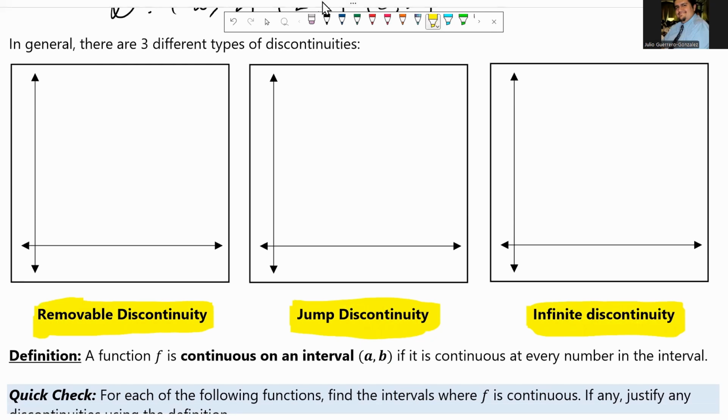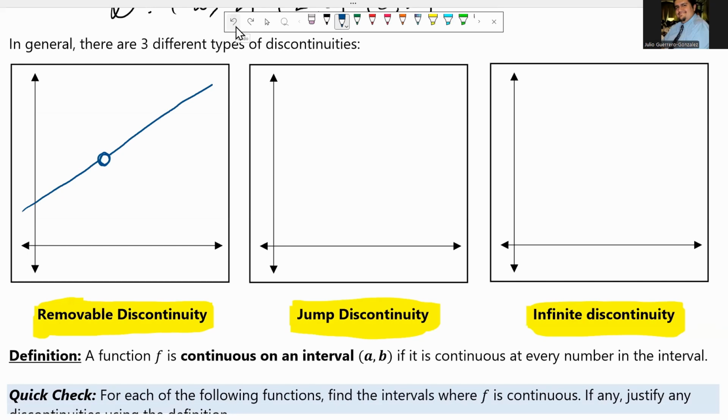Okay, a removable discontinuity is one of these, where you have a graph that heads somewhere, and then all of a sudden you have an undefined point, but then it keeps going in that same direction. If you guys remember what a hole was, this is the reason why we call it a removable discontinuity. We can remove the discontinuity if we just fill in the point. Done. That's how we remove the discontinuity.